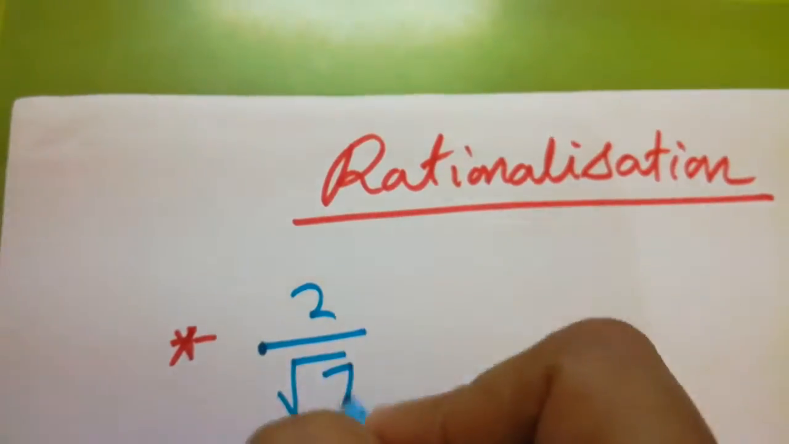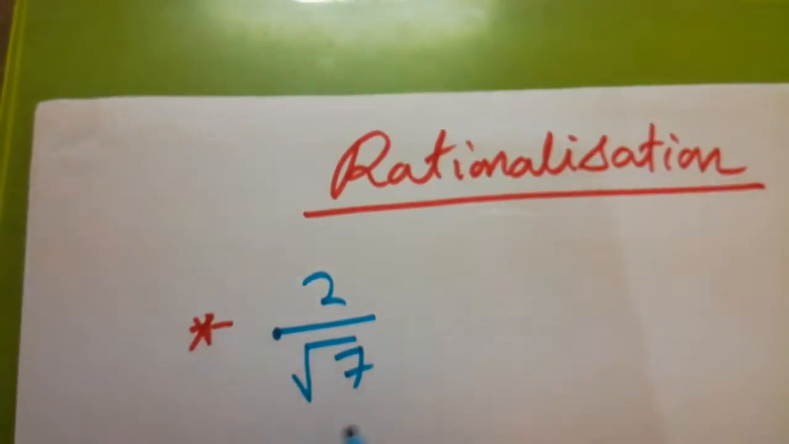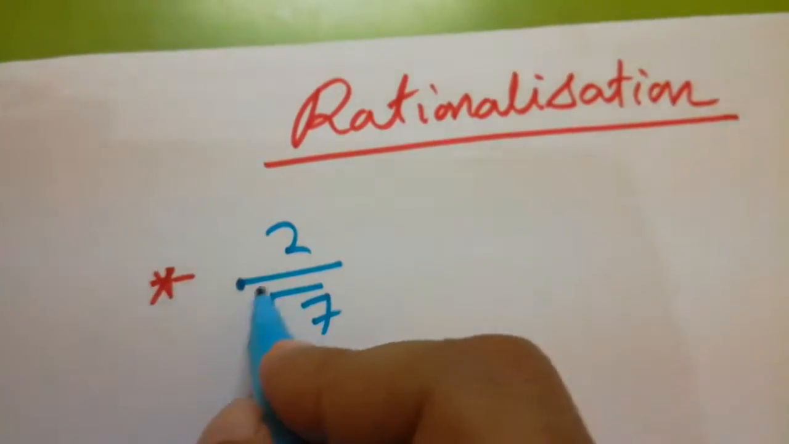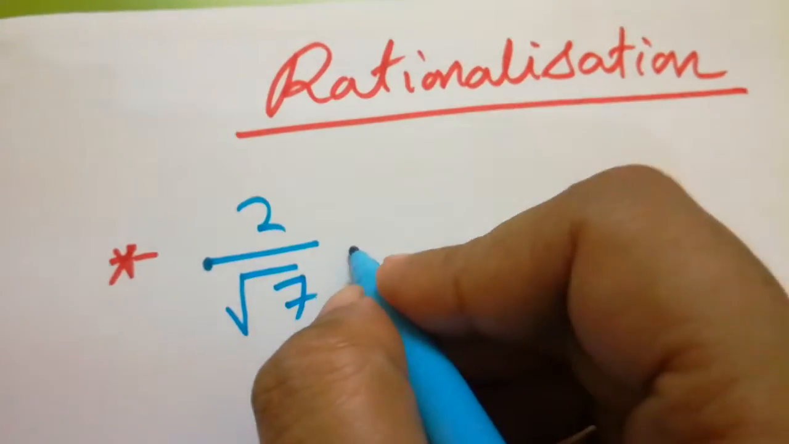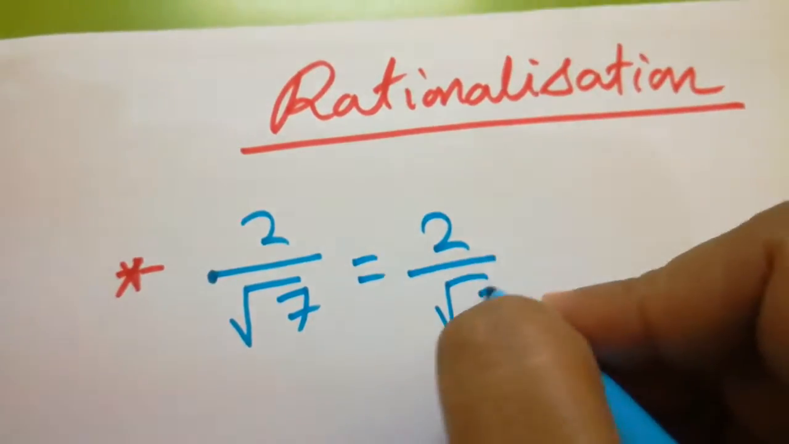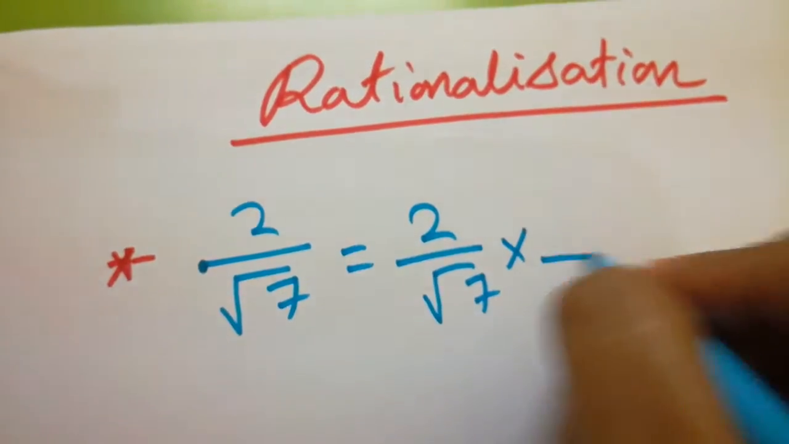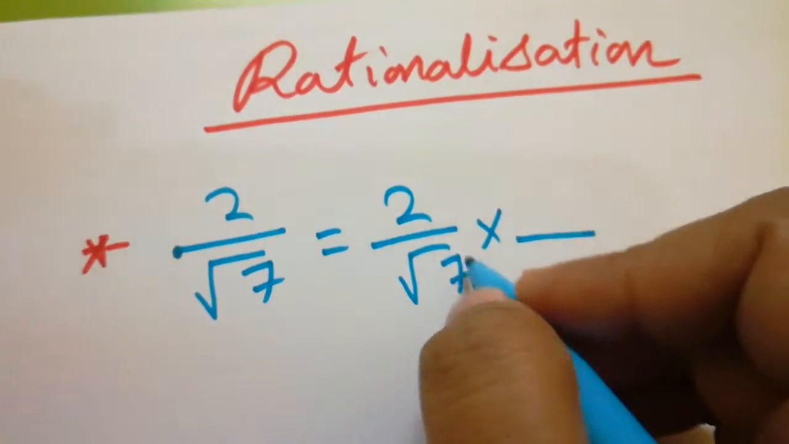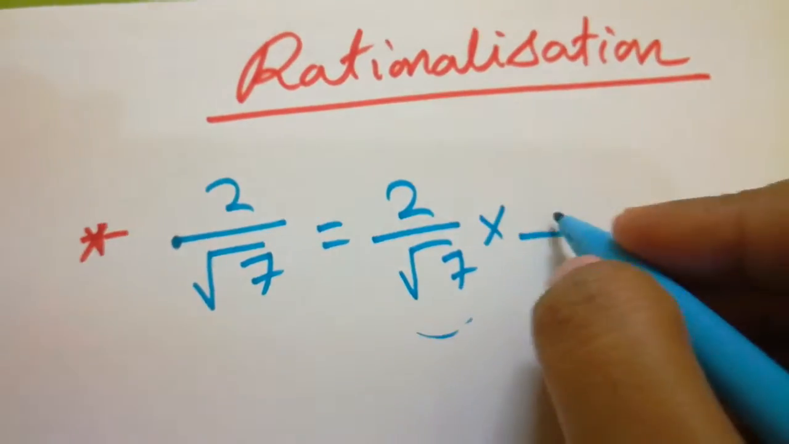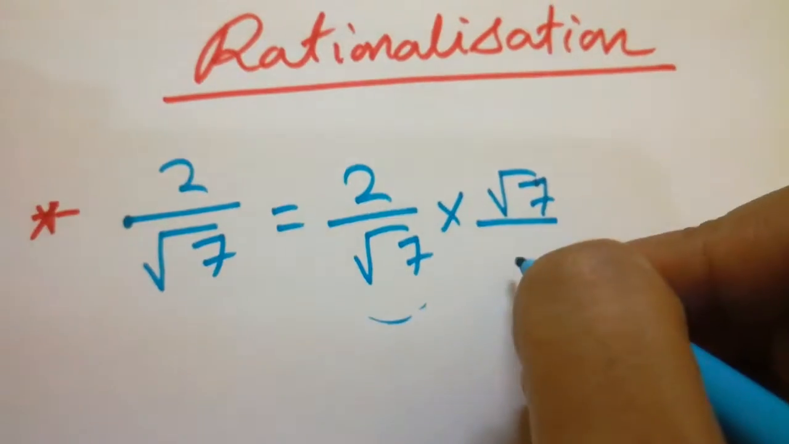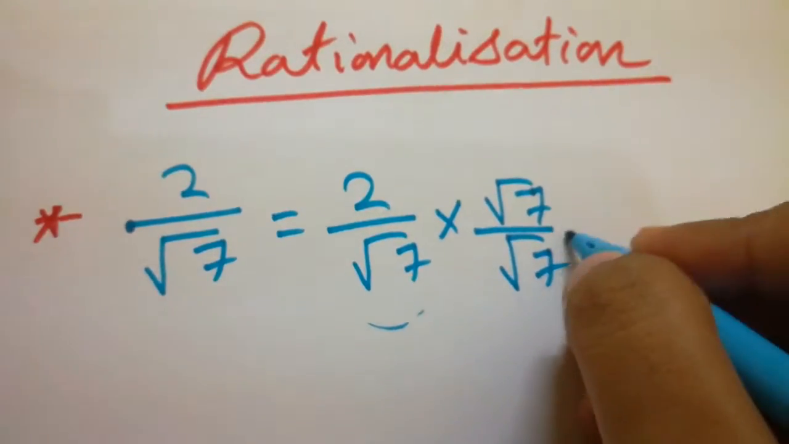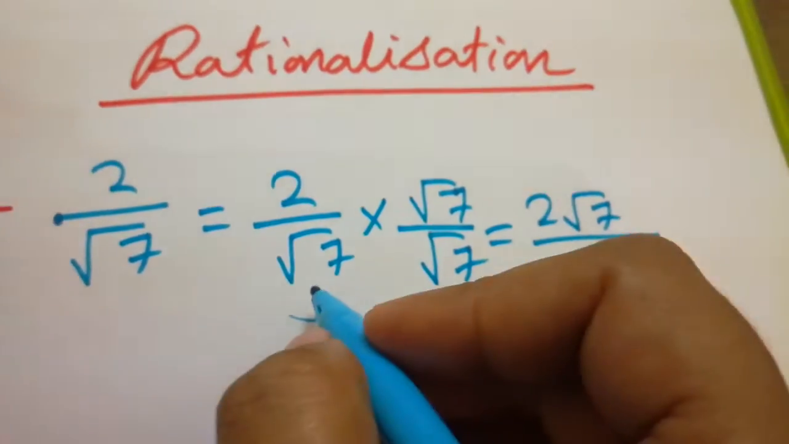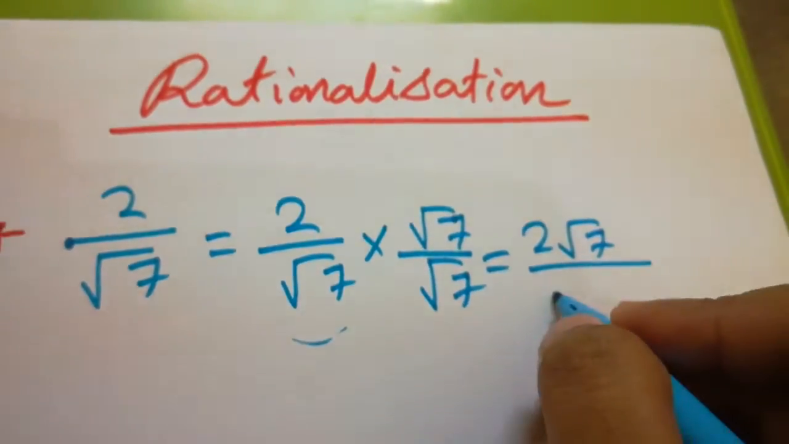2 by root 7. Here the denominator contains the term square root, so we have to remove the square root. Then how do we remove it? Here we write 2 by root 7, and we multiply numerator and denominator by root 7, since the denominator is root 7. That is root 7 by root 7, which equals 2 into root 7, means 2 root 7, and root 7 into root 7, which is 7.